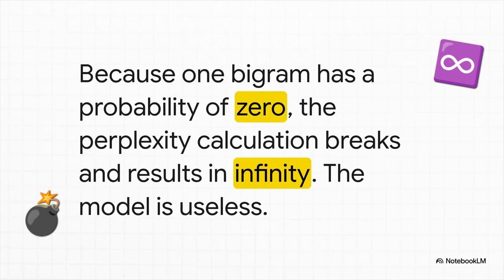And what do you think happens to our perplexity score when even one of the probabilities in that chain is 0? The whole calculation just breaks. It goes to infinity. Our dashboard needle just slams all the way to the right and shatters the glass. A single unseen word pair makes our metric completely useless. Our model isn't just bad on this sentence, it's infinitely bad. This is a showstopper. We can't ship a product that does this.